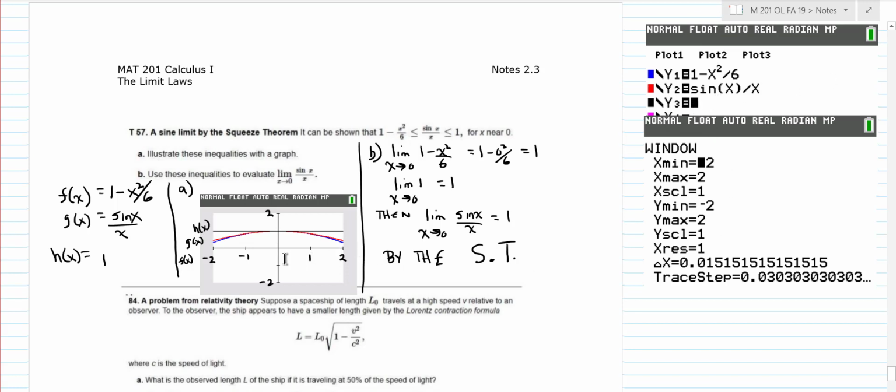Same viewing window. I just kind of cheated here and used my calculator, instead of sketching the graph, I just did this, okay? So you want to make sure you have a graph that looks something like that.